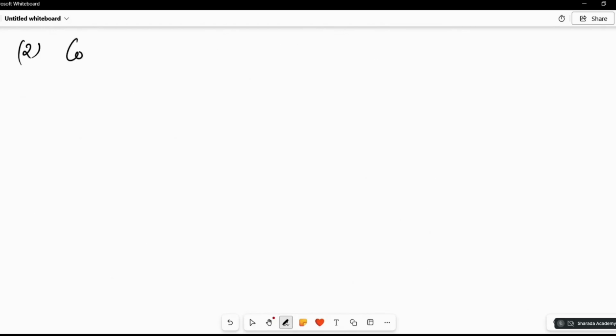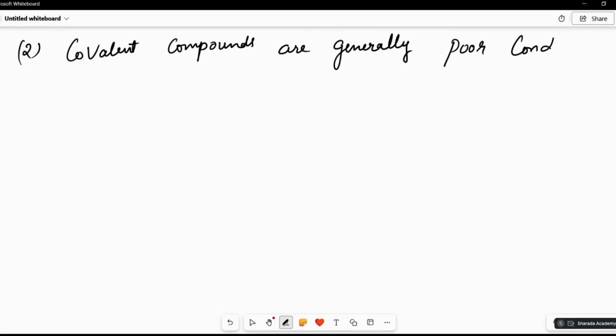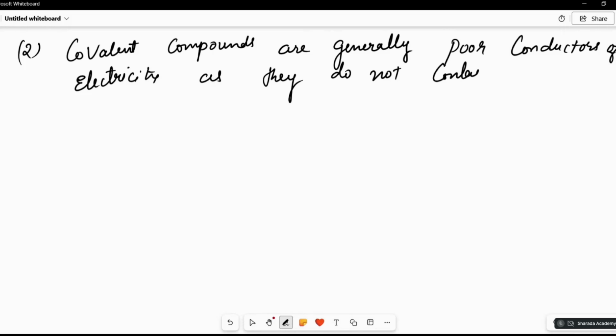Right. Covalent compounds are generally poor conductors of electricity, as they do not contain charged particles.